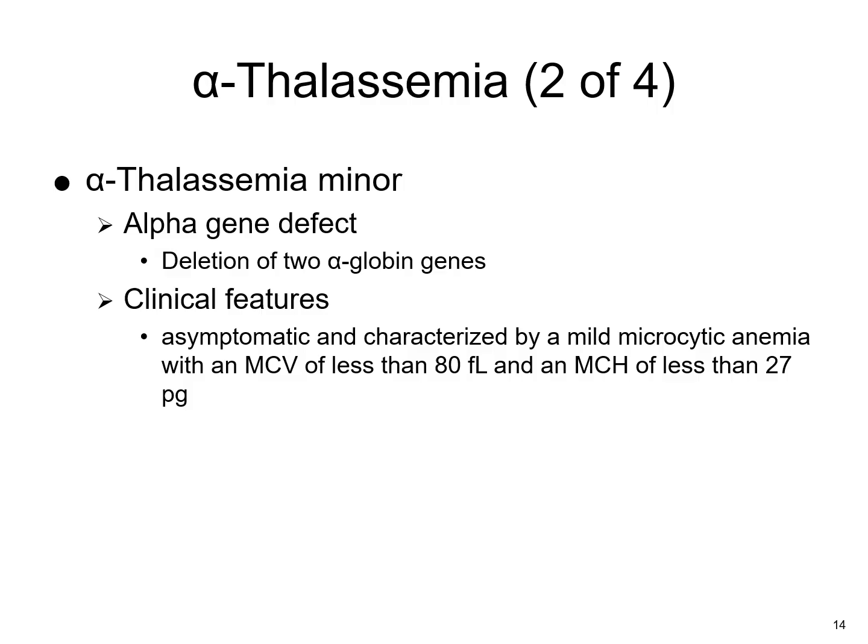For alpha thalassemia minor, this is caused by the deletion of 2 alpha globin genes, typically one on each chromosome. This genetic defect leads to a reduction in alpha globin chain production, but enough alpha chains are still produced to avoid severe symptoms. Clinically, individuals with alpha thalassemia minor are usually asymptomatic. Laboratory findings will show a mild microcytic anemia, which is going to be characterized by an MCV less than 80 femtoliters and an MCH less than 27 picograms. Despite these changes, patients generally do not experience any significant health issues.